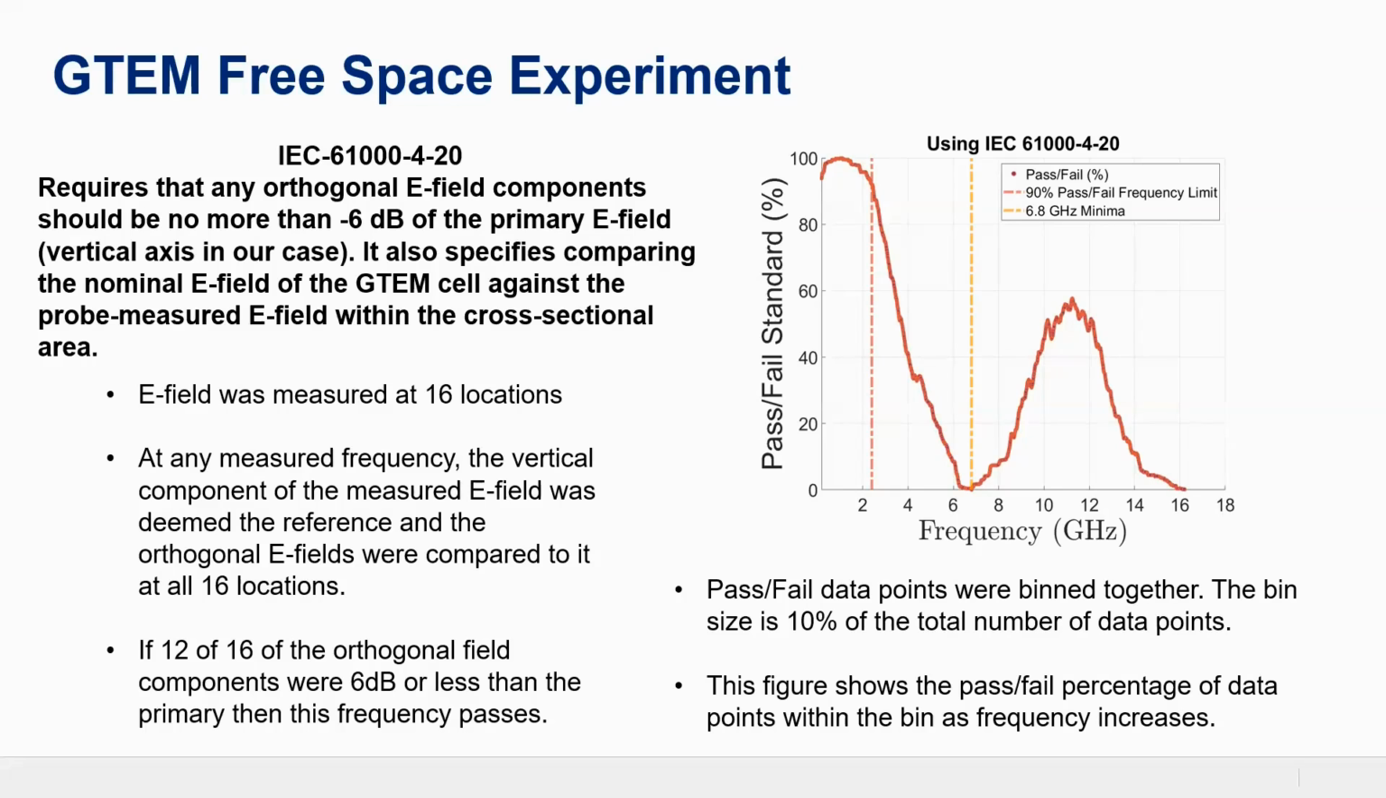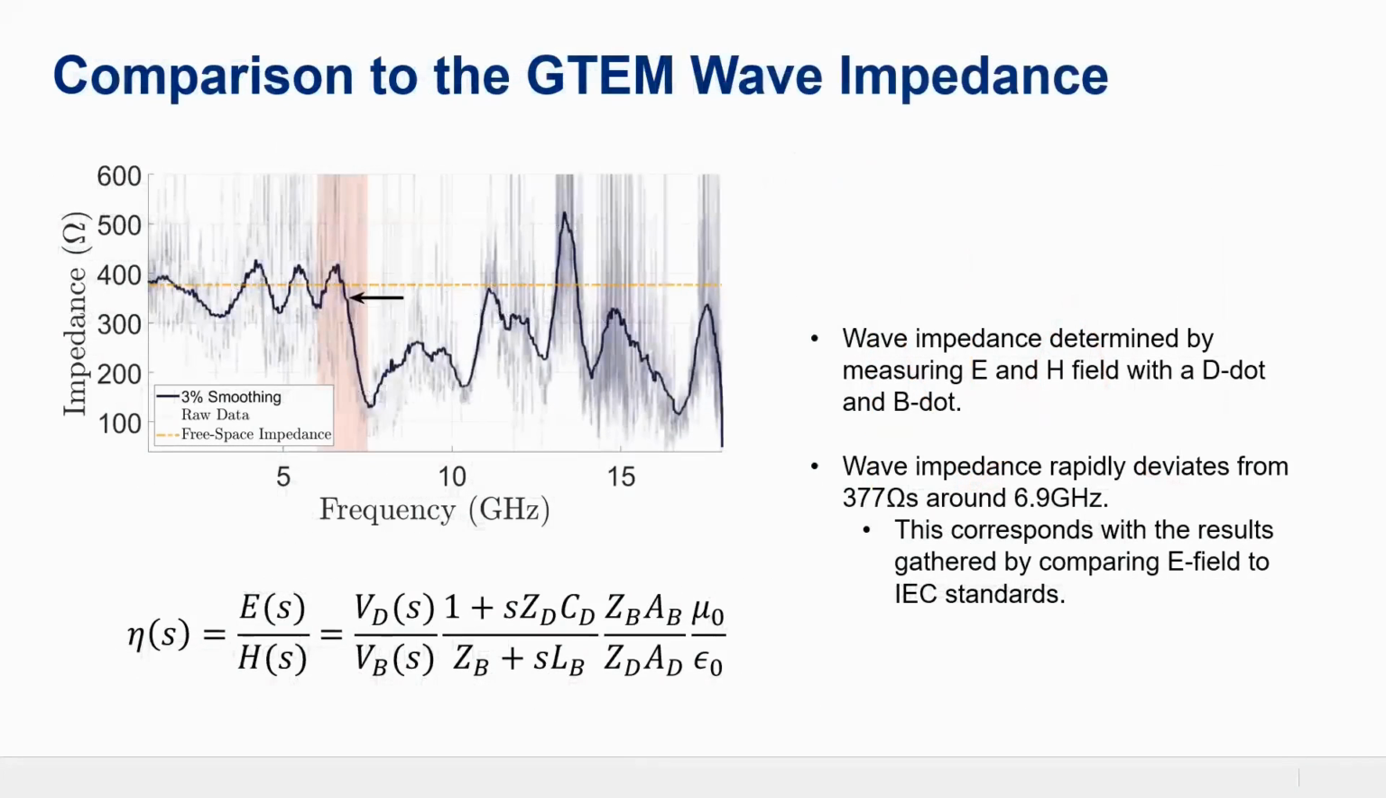And then when we compare that to the wave impedance, that's where it gets a little more interesting. We probably won't have time to do the full discussion during the session, but there's a lot of other things going on with GTEM cells, and I've seen this at multiple places. What we're seeing here is the wave impedance greatly starts to deviate around this region for this ETS Lindgren GTEM cell that I was working with.